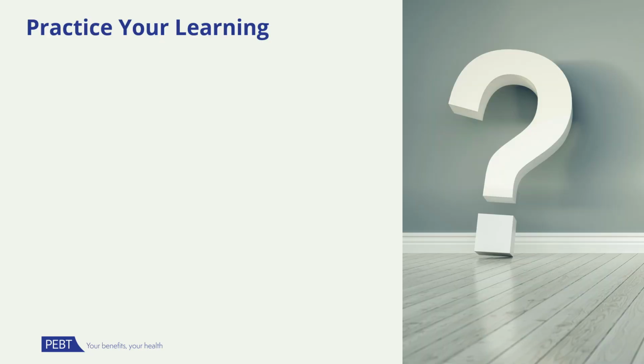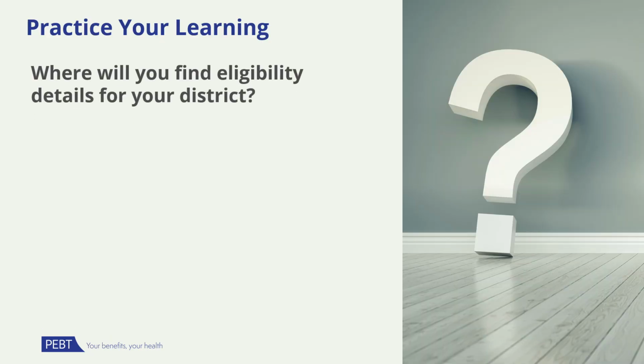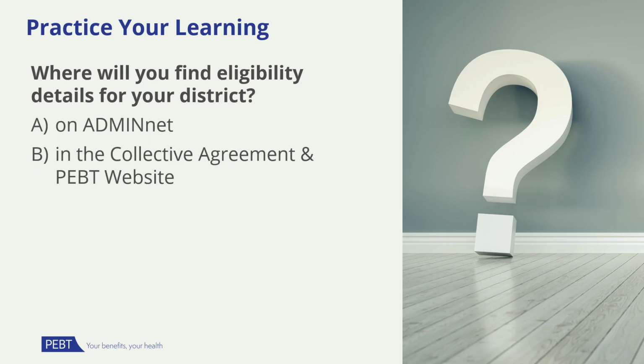Let's check in on your learning. Where will you find eligibility details for your district? A, on AdminNet, B, in the Collective Agreement and PEBT website, or C, on the PBC website? The correct answer is B, in the Collective Agreement and on the PEBT website.